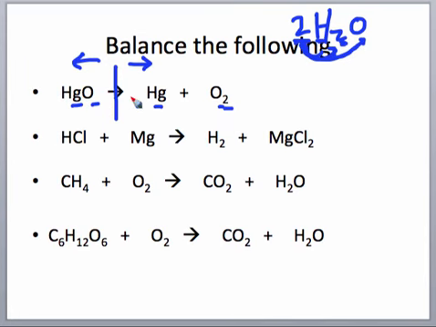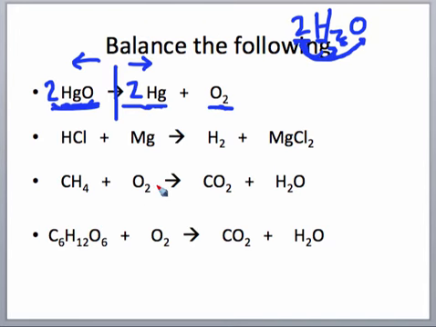So when we look at this equation, we're going to look to the left, and we have 1 mercury, and over here we have 1 mercury. So that's good. Over here we have 1 oxygen and 2 oxygens, so we need 2 on the left side. So again, the only thing we can do is put coefficients. We can't just put a subscript of 2 there, because then we would change the formula. So that would give us 2 oxygens, but now we have 2 mercuries, so we need to put 2 mercuries on the right side. So everything should balance out. 2 mercuries, 2 mercuries, 2 oxygens, 2 oxygens.